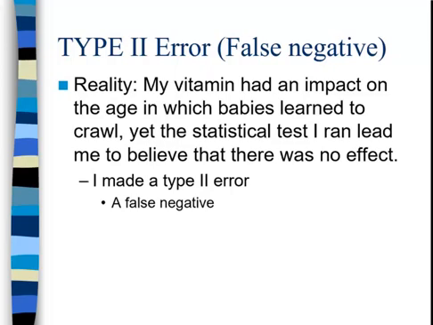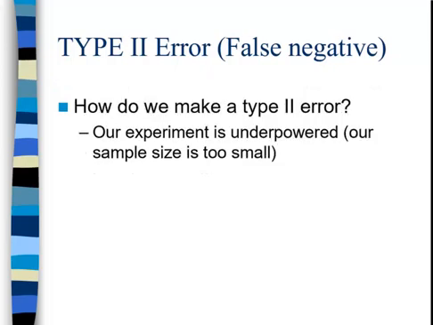So I missed it, right? So I've made a type 2 error. I've committed a false negative. How do we make a type 2 error? Well, there's a couple things. I'm going to talk about power, right? But the most common thing, and this relates to power, is that our experiment was underpowered, right? And one of the big things is that our sample size was likely too small, right? It's usually because we didn't run enough participants in order to determine that there was an effect.